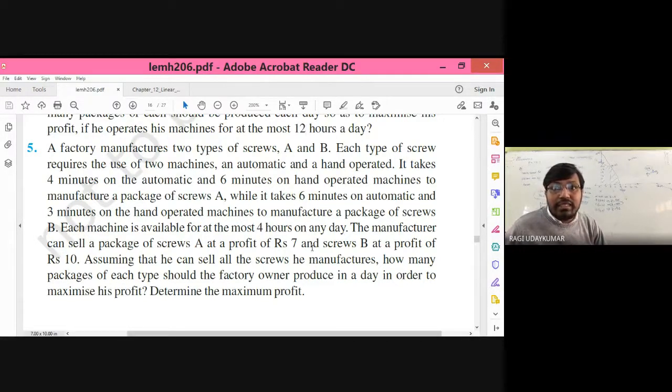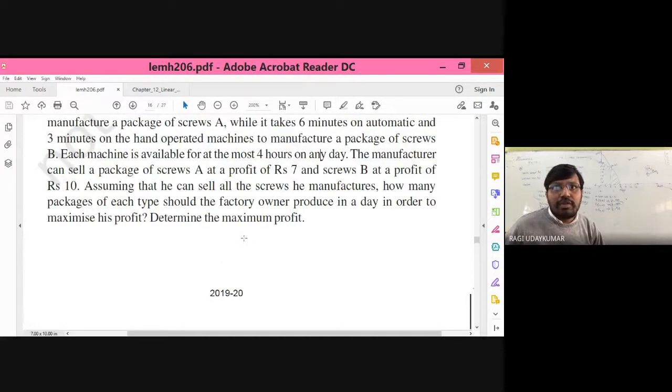At last, the question says 4 hours on a day are available. The manufacturer can sell the screws at a profit of ₹7 and ₹10. So it is given that the availability of each machine is 4 hours on any day. These hours should be converted into minutes. Availability should be taken into consideration. So be careful, 4 should not be taken; 4 into 60, that is 240, should be taken. That is the one thing you need to observe in this problem.